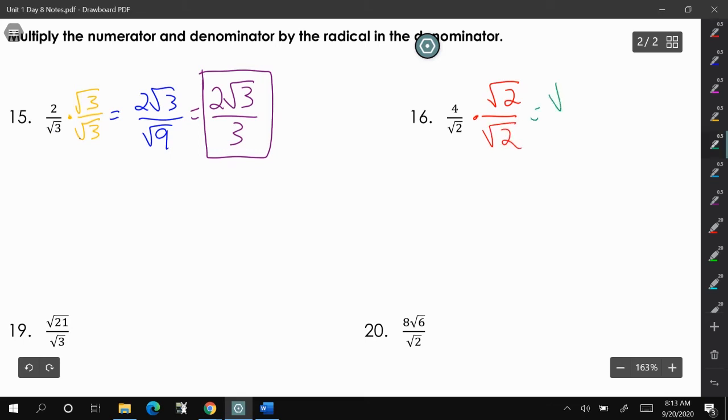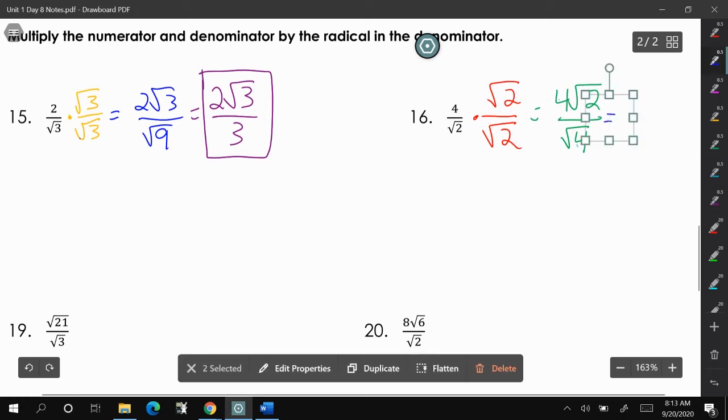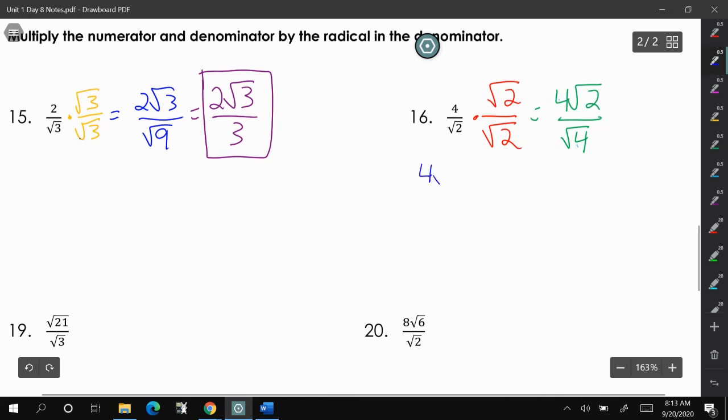So then we have 4 times the square root of 2 over the square root of 4. Now you may want to try to cancel out these 4's. You can't, because one of the denominator is under the square root. But when we simplify this, I'll write it down here instead. So we have 4 times the square root of 2 over the square root of 4 is 2.